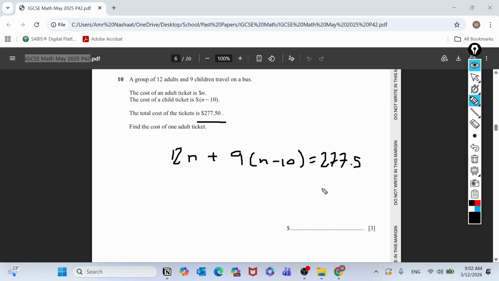And yeah, the shift solve. What else are you going to do? The shift solve on the calc. You get 17.5.